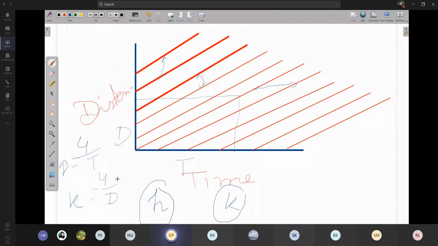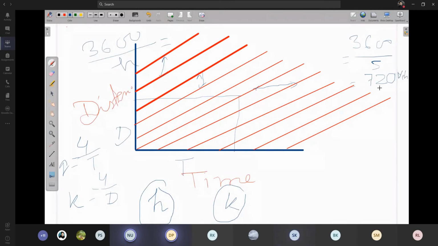Are you hearing me? 720, sir. How did you calculate? 60 into 60 by 5. So this is the total time, 3600 seconds, divided by the headway. I said this headway is 5 seconds, so this will be 3600 divided by 5 seconds. What are you getting? 720. What is this 720? 720 is the number of vehicles, right?